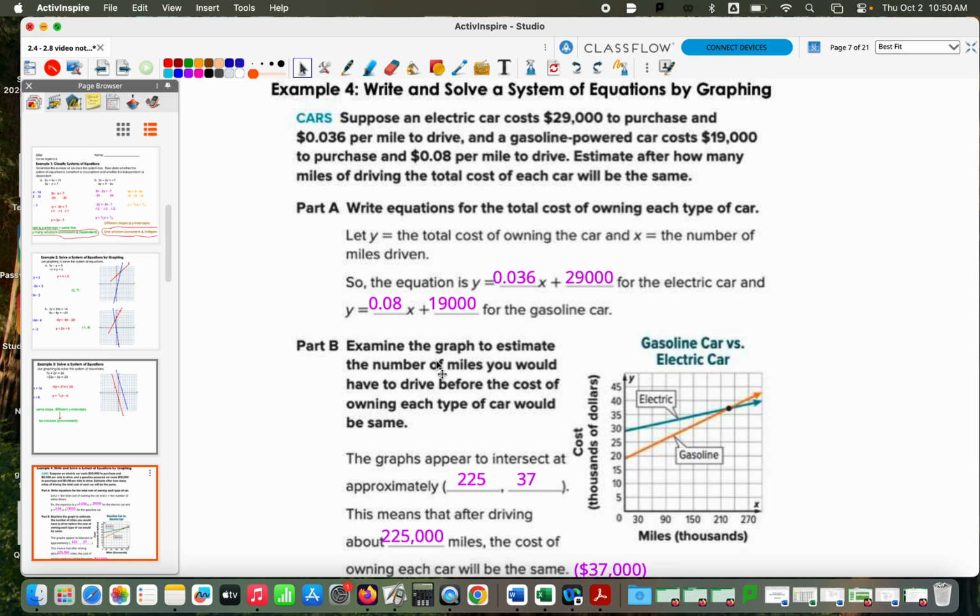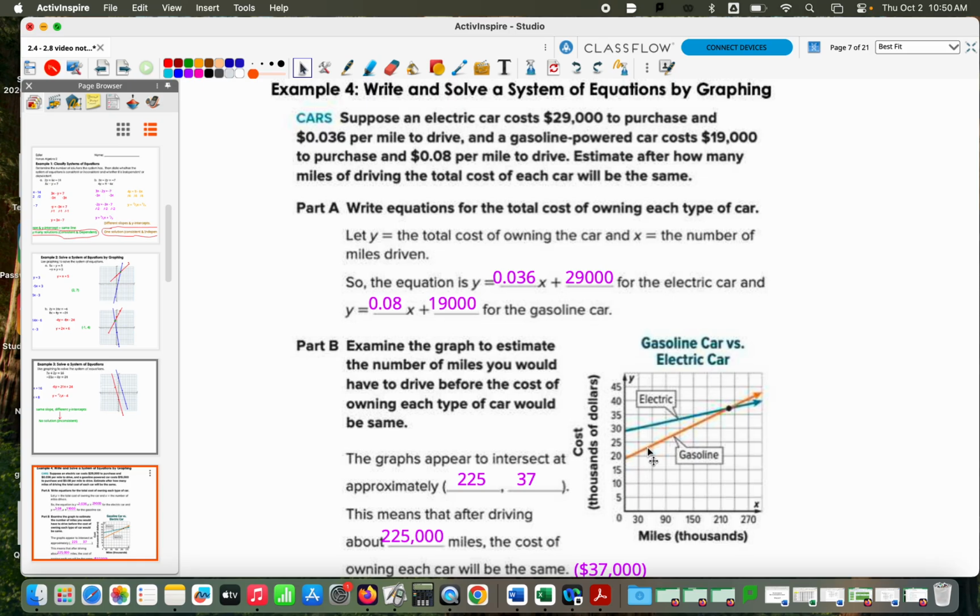So we're just basically estimating where this crosses right here. I don't know, this looks like about, okay, more than 210. I mean, I have the answer key from the book, so I know it was like 225 right around here. And then it's up at 37. So what that really means in thousands is that after driving 225,000 miles, the cost of owning each car will be the same. So you can see here, the cost would be around $37,000, what it's going to cost you to go those 225,000 miles.